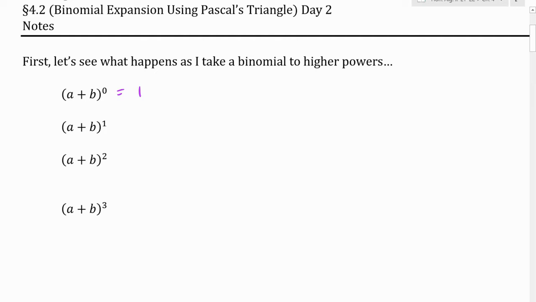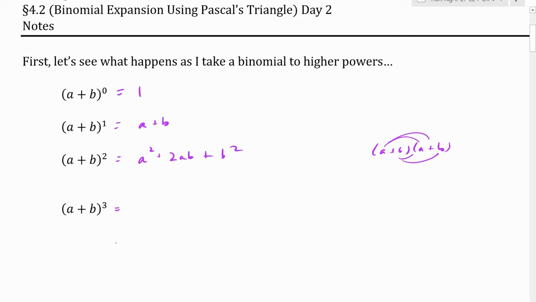So if we just take some binomials and raise them to different powers, if you take something to the 0 power, as long as it's not 0 to start with, you get a 1. A plus b, the first is a plus b. A plus b all squared. That's a squared plus 2ab plus b squared. Because remember, you're doing a plus b times another a plus b. A squared, ab, b squared.